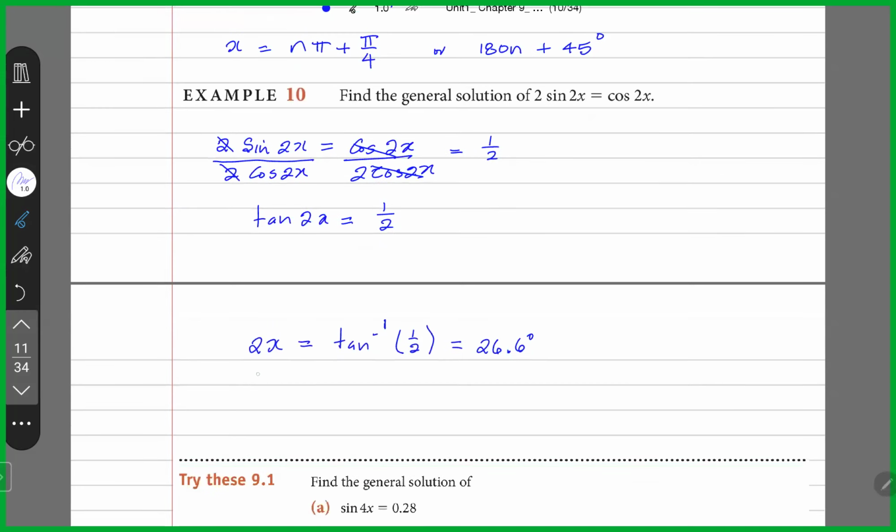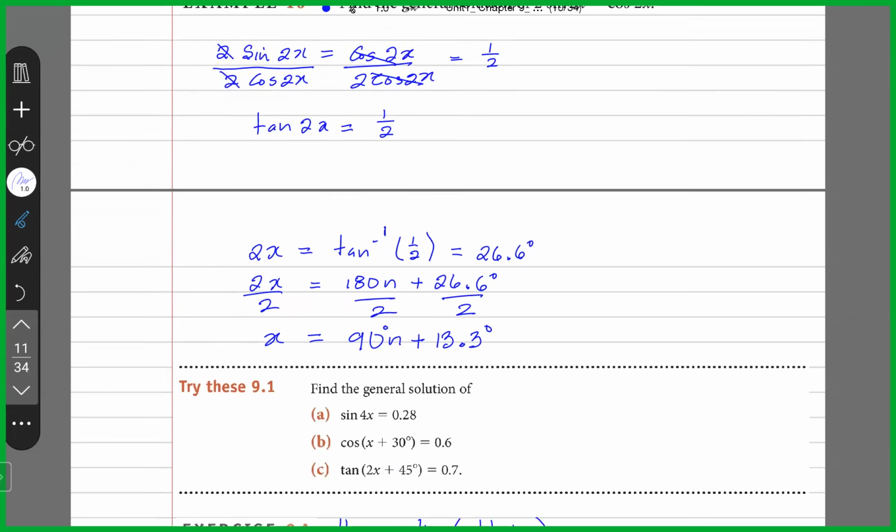So my general solution, what I have now is 2x is equal to 180n plus 26.6 degrees. And if I divide the entire equation by 2, I'm going to get x is equal to 90 degrees n plus 13.3 degrees. The general solution is 90n plus 13.3 degrees.